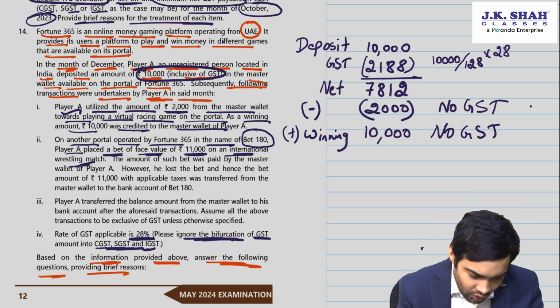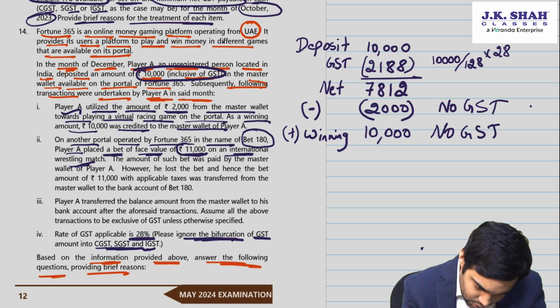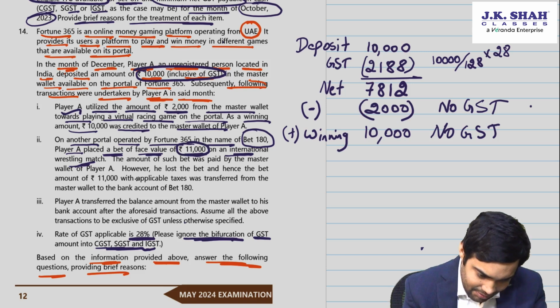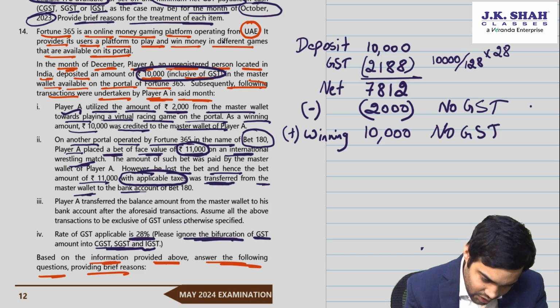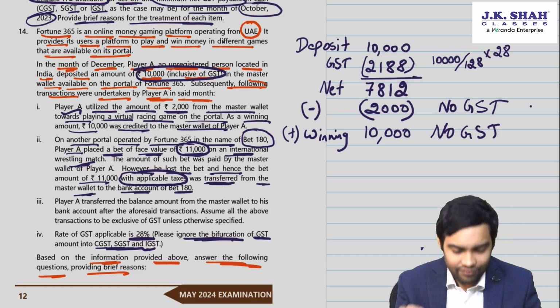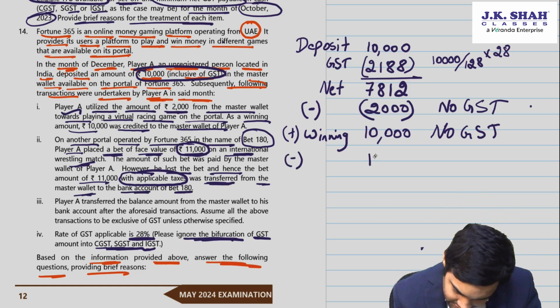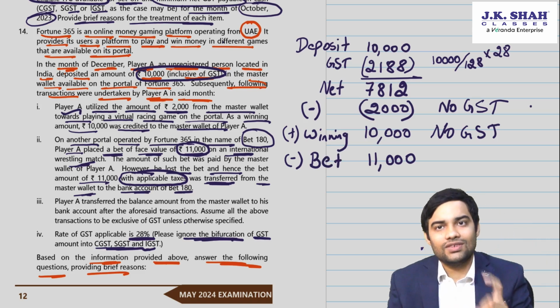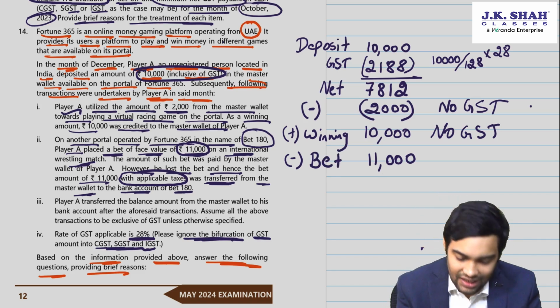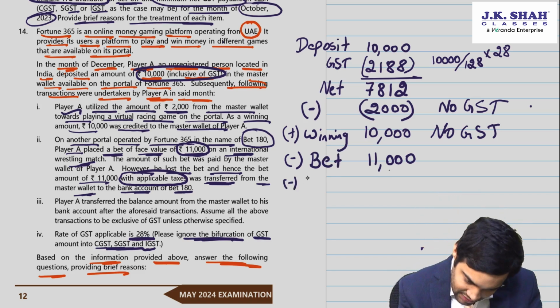Betting, whatever is the amount which you bet, on that GST will be applicable. However, he lost the bet and hence the bet amount of 11,000 with applicable taxes was transferred from master wallet to the bank account of bet. That means you are using 11,000 for bet. This is bet, and for betting the value of supply will be the bet amount. Face value of the bet amount is 11,000.